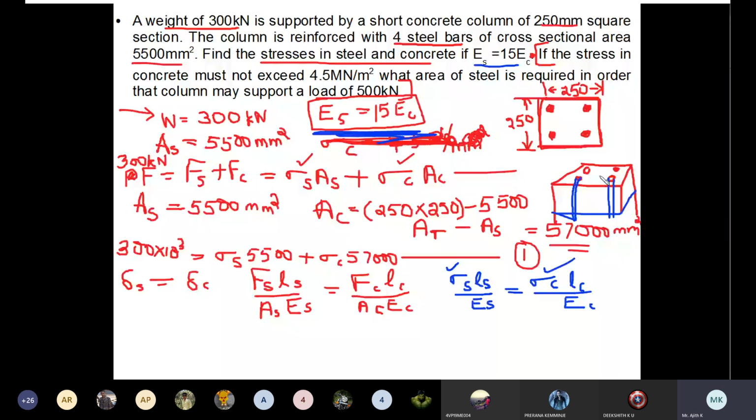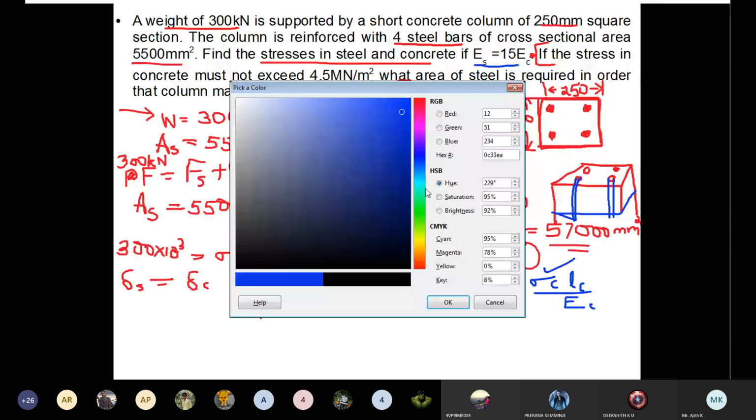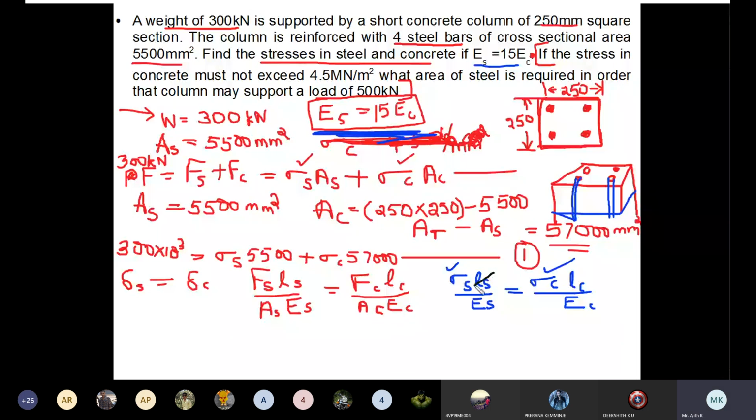Since LS is equal to LC, we'll cancel out these two. Now one last step, then the equation will become sigma S divided by ES is equal to sigma C divided by EC. And substitute ES is equal to 15 times EC.